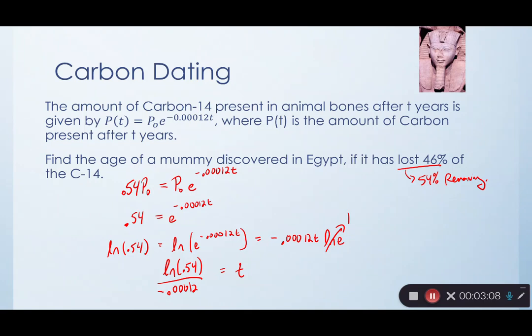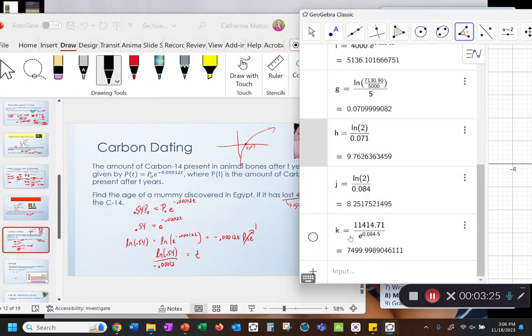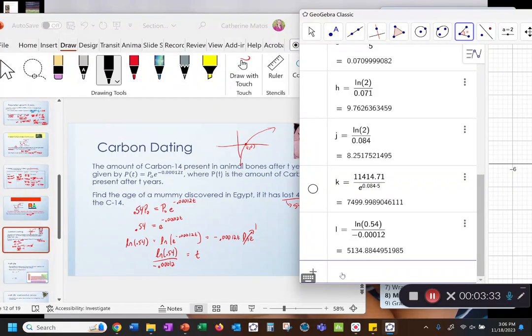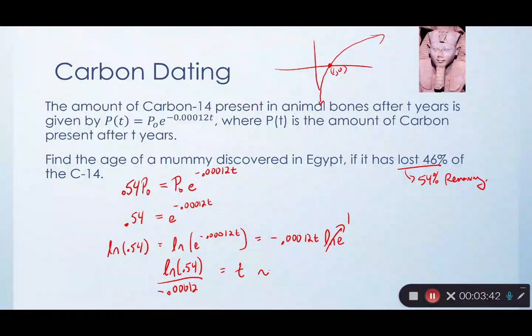And of course, ln of 0.54 is going to be negative, right? Because if we think about the graph of the natural log, it looks roughly like that. This is the 0.10, so we know ln of 0.54 is going to be negative. But we've got to throw that in our calculator here, 0.00012. All right, so this mummy is 5,134. We'll call it 5135 years. All right, so not too bad here.